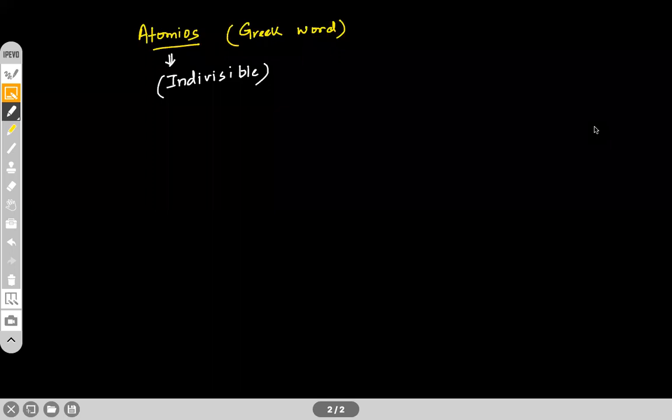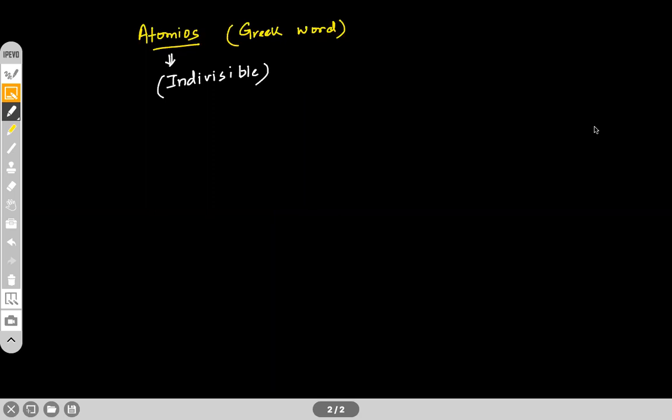Atomios means indivisible, which cannot be divided further, because earlier the understanding was that atoms are the smallest particle which we cannot divide further. That is the understanding regarding the atom we have.